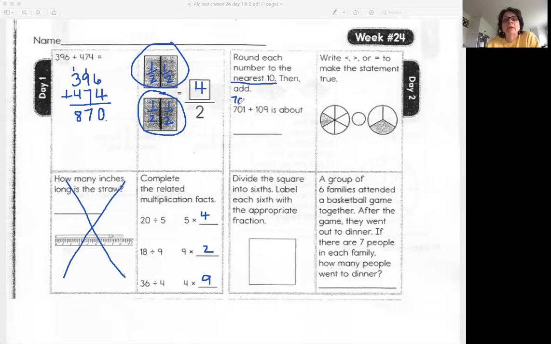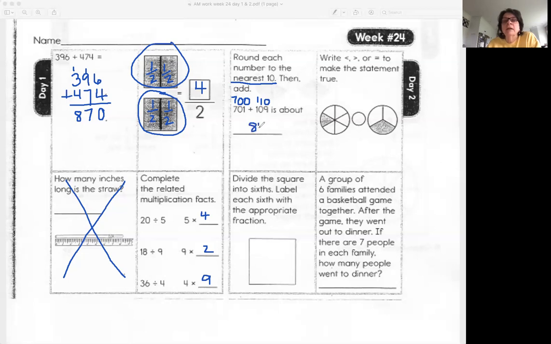That would also be the nearest 100. Once in a while that happens. Now my next number is 109. I'm going to either round that to 100 or 110. Well, 109 is only 1 away from 110, so I'll round it to 110. And then finally I have to add those 2 numbers, and I can do that mentally. 700 plus 110 is, that's right, 810.